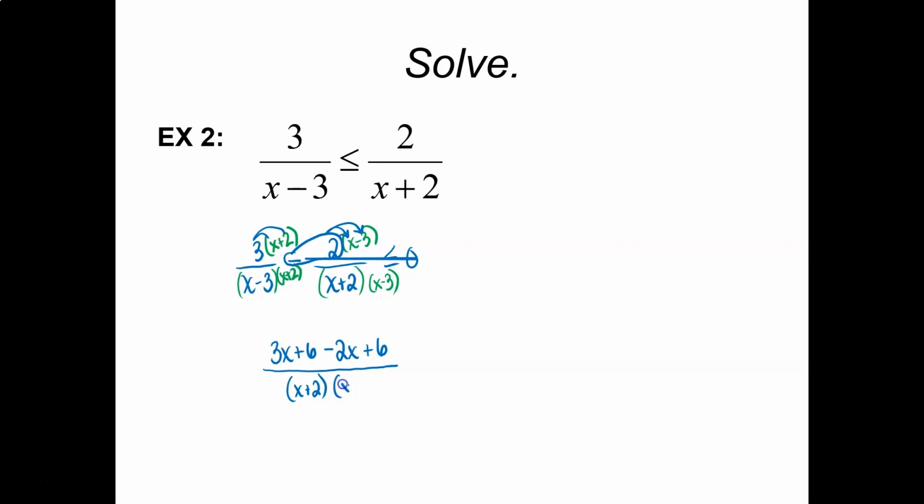Don't multiply it back together. Because if you do multiply it back together, you're just going to need to factor it back, because you have to factor it whenever you're making your chart. So just leave it like it is. Don't multiply those back together. So, and this is less than or equal to 0. So we're going to end up with x plus 12 over x plus 2 times x minus 3, less than or equal to 0.